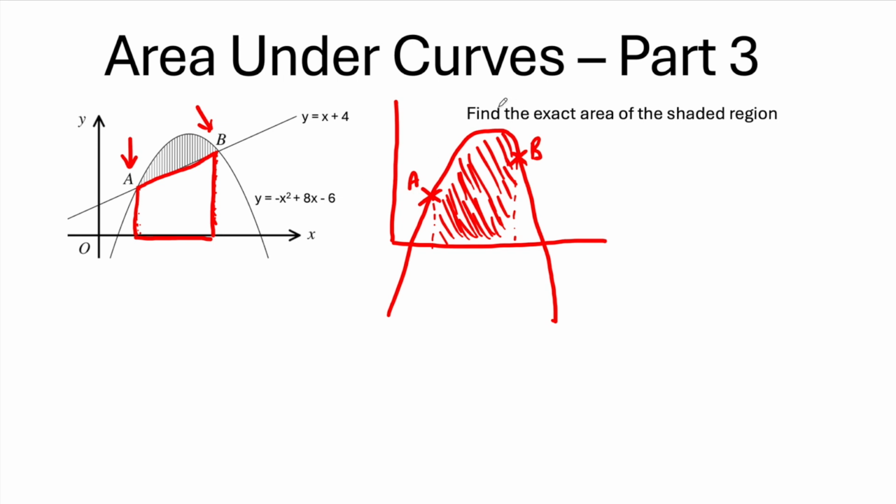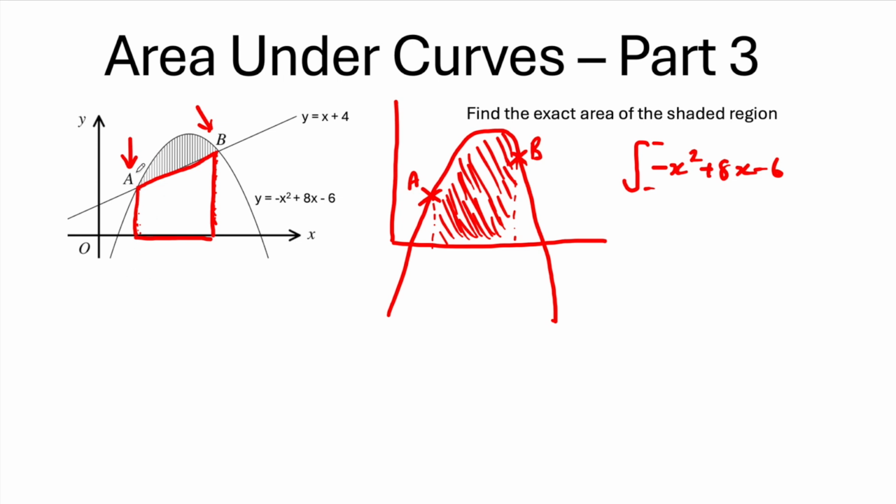So let's start off by trying to calculate this area. The integral that we will be performing is as follows. So we'll be integrating our quadratic. We're looking at the area under that quadratic. So that's what we're going to do. Minus x squared plus 8x minus 6, and now we need to put in our limits. This is where we need to find the x coordinates of A and B. How can we do this?